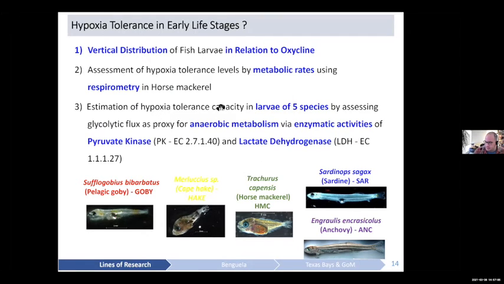Metabolic rates, and then the enzyme activities. Here are pictures of gobies, hakes, which were taken into account for the enzyme study, but the focus was on horse mackerel and then sardine and anchovy, those long and slender ones here to the right.